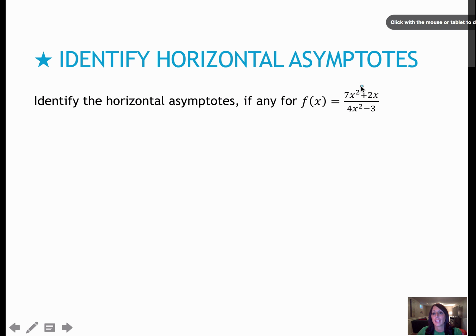For this question, again, I'm focused only on those highest degree terms. These have the same degree, and when they have the same degree, I'm looking at just reducing that to 7/4. So I should have y equals 7/4 as my horizontal asymptote. So again, that's that dotted line. I wouldn't worry about these, but that would be my horizontal asymptote.